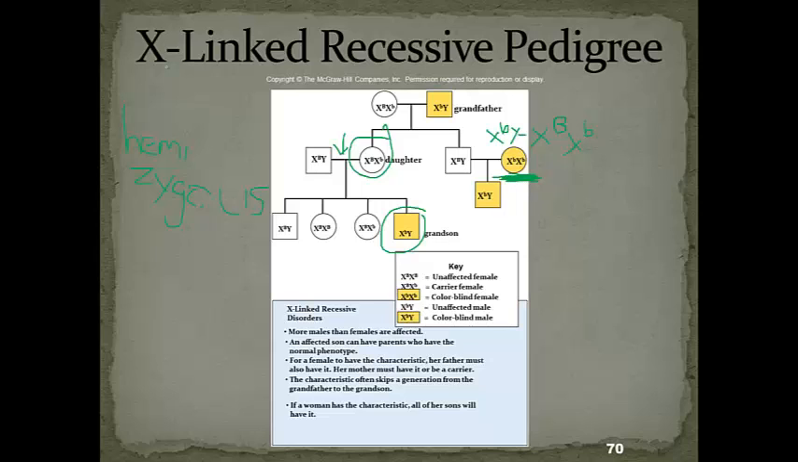Okay, now, X-linked recessive disorders also frequently skip generations from maternal grandfather to grandson. But if a woman has the characteristic, well, since her sons get their one and only X from her, and all she has is the affected X to hand down, all of her sons will also have the characteristic.